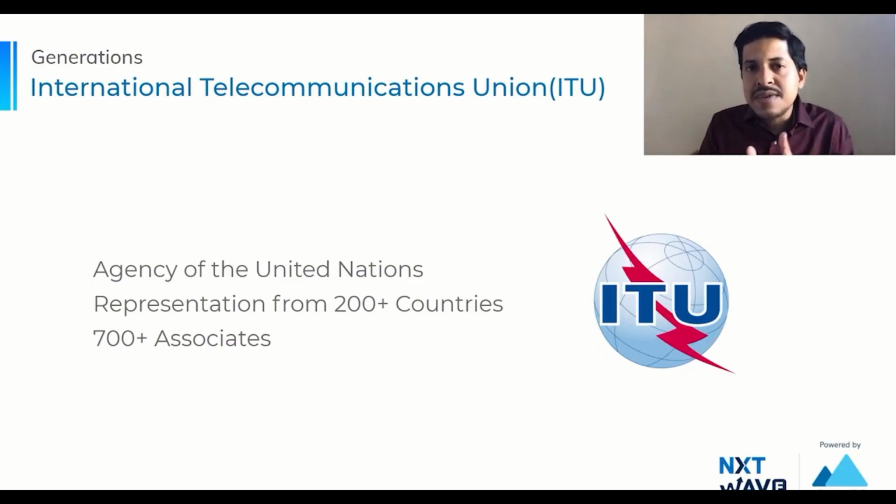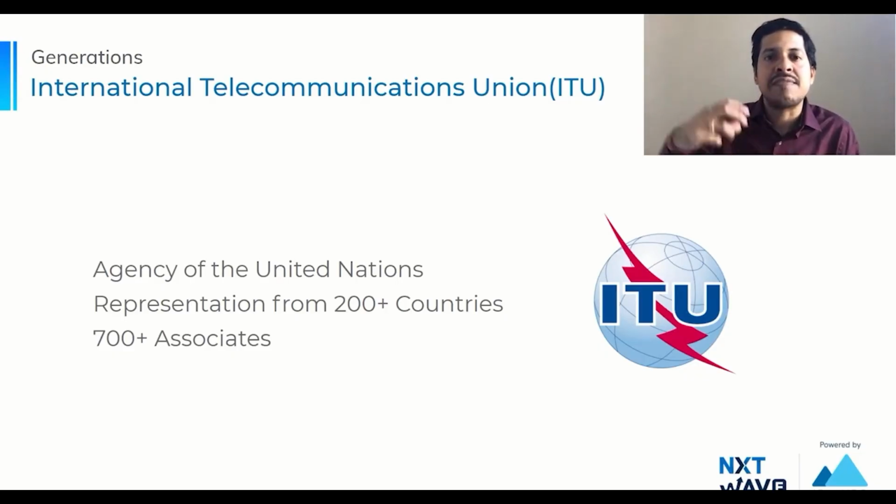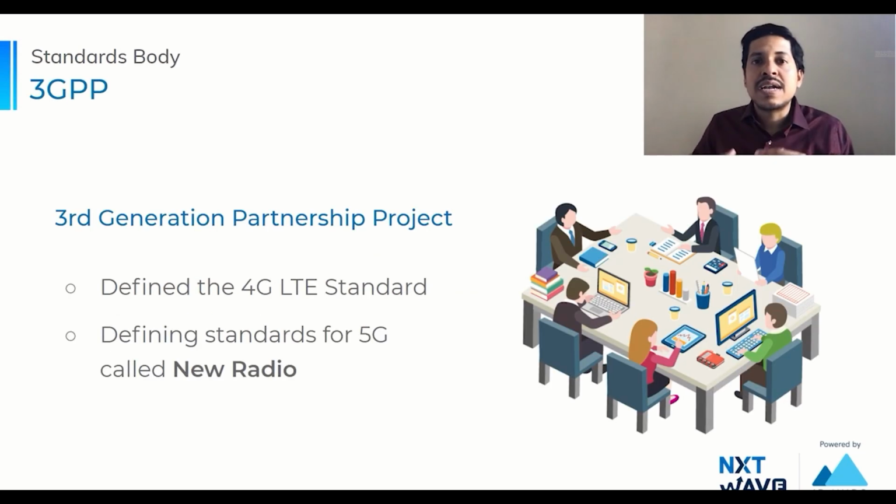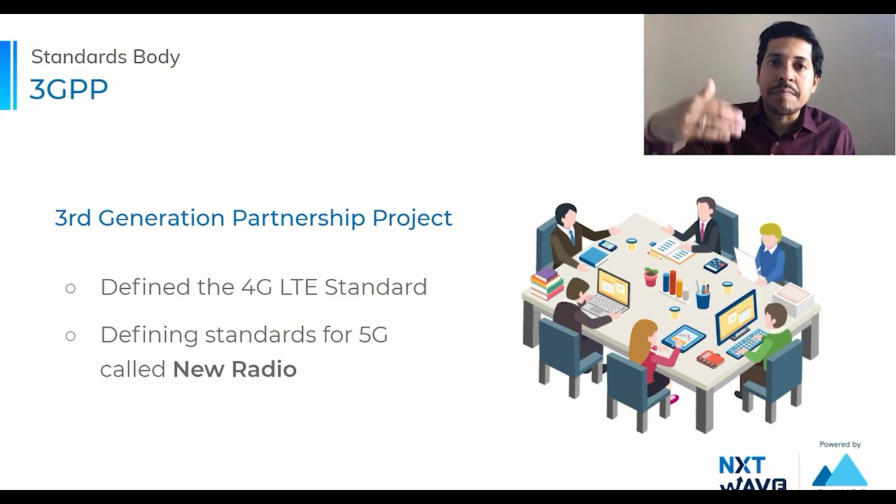So this ITU is the entity that lays down the definitions for what use cases must be supported by a new generation of mobile networking and what technical requirements must be met in order to support those use cases. And once ITU has laid out these use cases and requirements, then different standards bodies get together to work on defining technology standards that can meet the requirements and use cases laid down by ITU.